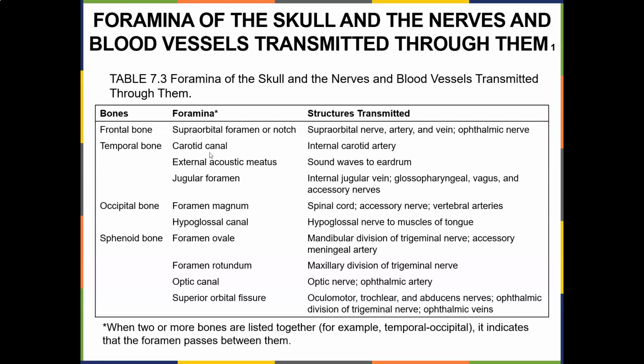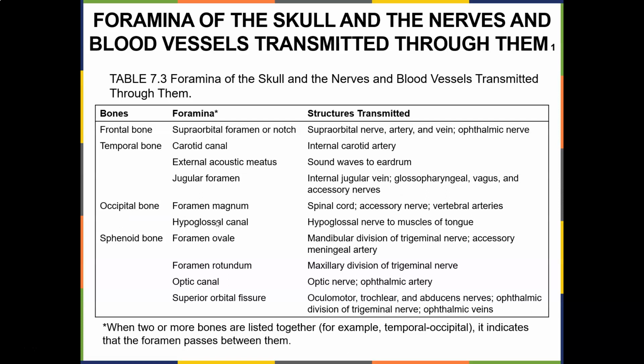You have a temporal bone. You have the carotid canal, external acoustic meatus, jugular foramen. Okay, the carotid canal, you're going to get the internal carotid artery. You've heard of that before. External acoustic meatus, you get sound waves to the eardrum. You have the jugular foramen, you have internal jugular vein, glossopharyngeal, vagus, and accessory nerves.